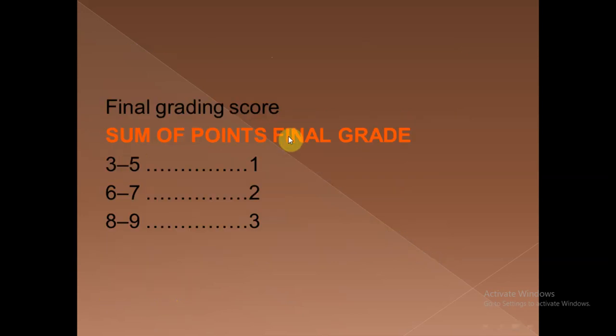How can we do the scoring? We take the sum of the points we collect in the grading system, depending on the tubules, pleomorphism, and the mitotic count. If we collect 3 to 5 points, then this is grade 1. If we collect 6 to 7 points, this is grade 2, and 8 to 9 points, this is grade 3.